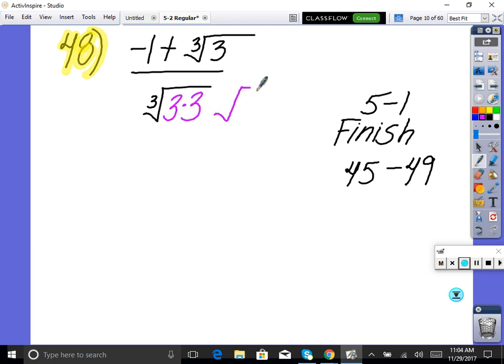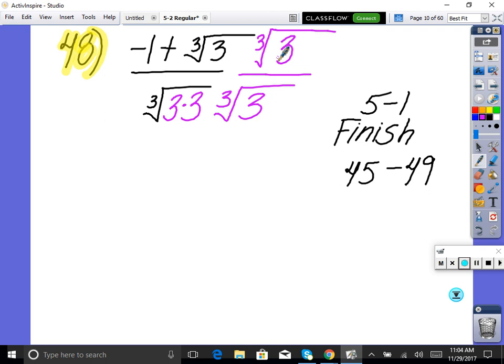So rationalizing, we're going to multiply by the cube root of 3, right? Because now we'll have 3 of them. We already had 2. We needed 1 more to make it 3. Okay. So if you do that to the bottom, you've got to do it to the top. So we're multiplying by the cube root of 3.